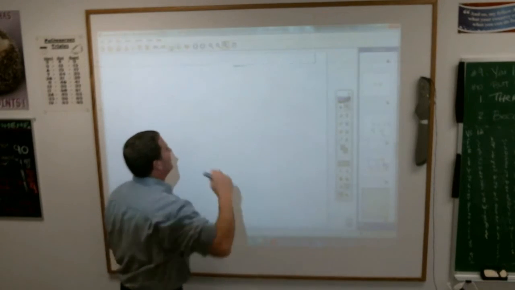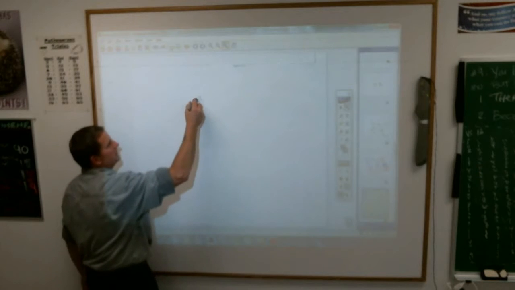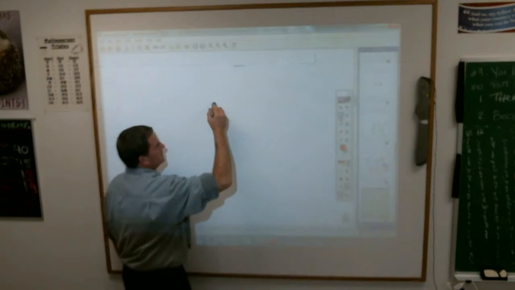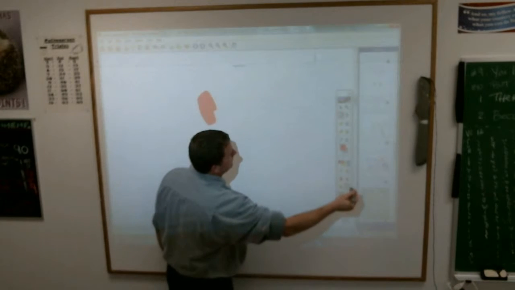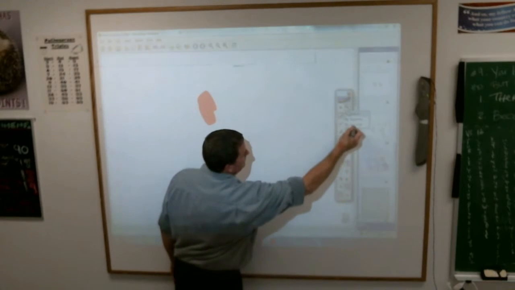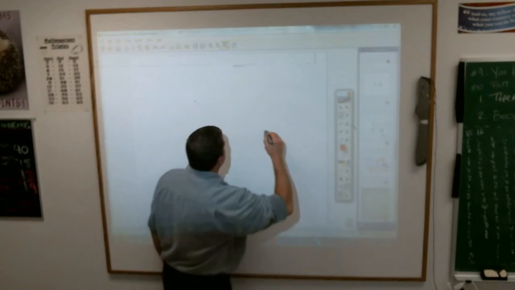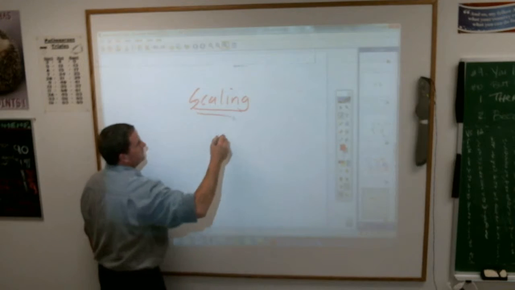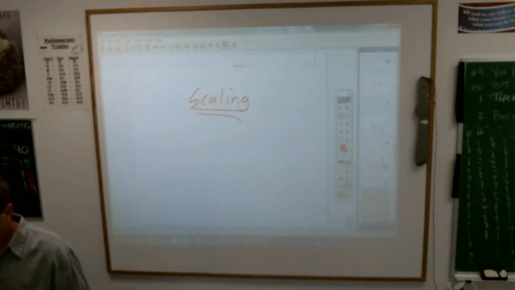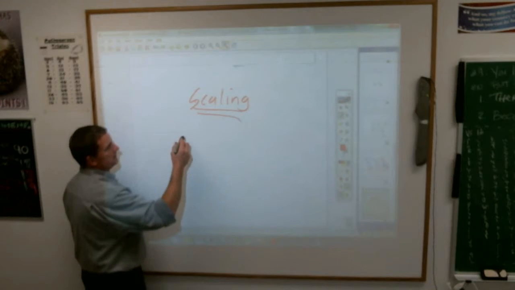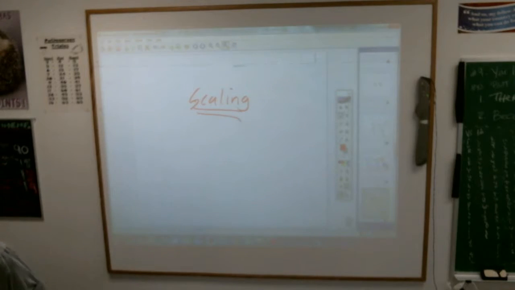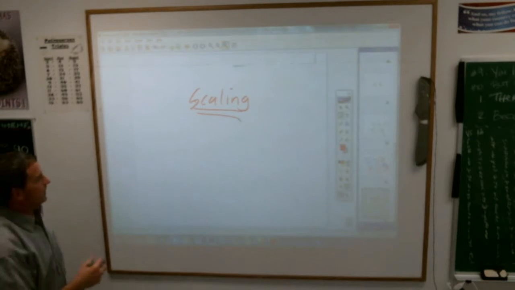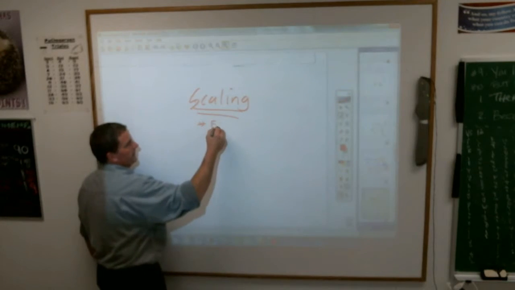So let me get a new page here. Here's what you have to understand. With scaling, write this down because this is all you need to know. Here is your handy dandy to-do. First of all, you need to find what the scale factor is. Find the scale factor.